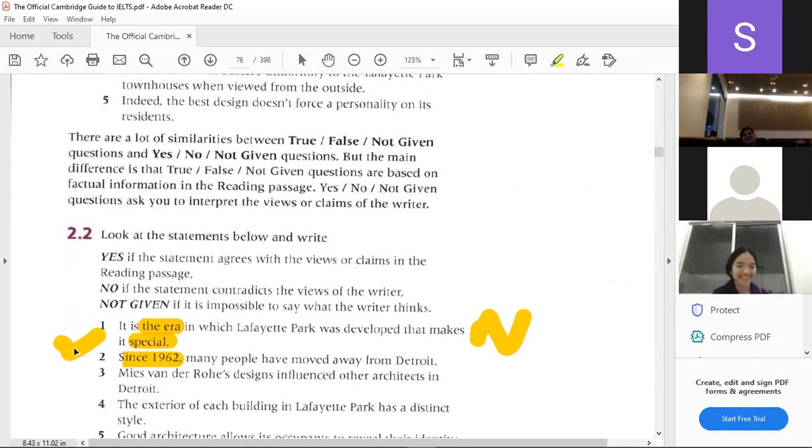Number two is yes. Let's pronounce this guy's name: Mies van der Rohe. His design influenced other architects. Not given. Okay, not given. Not given, key not given. Yes, okay. So the answer is not given. Very good. Number three, not given.